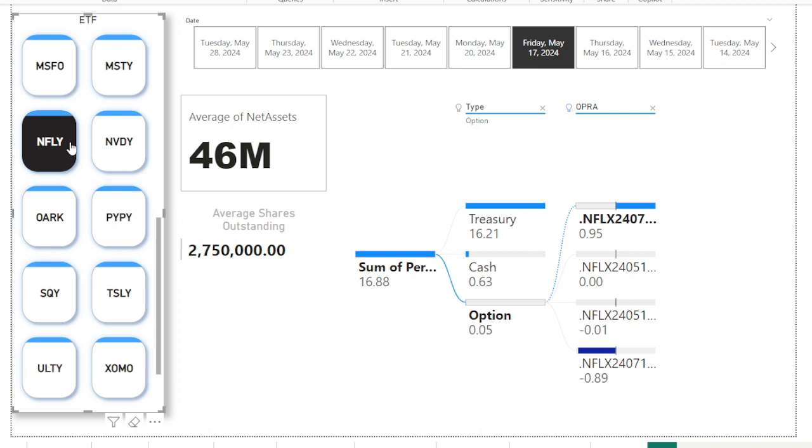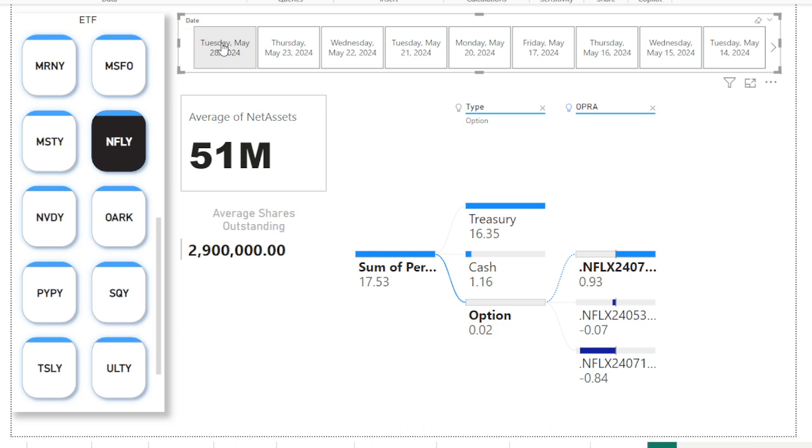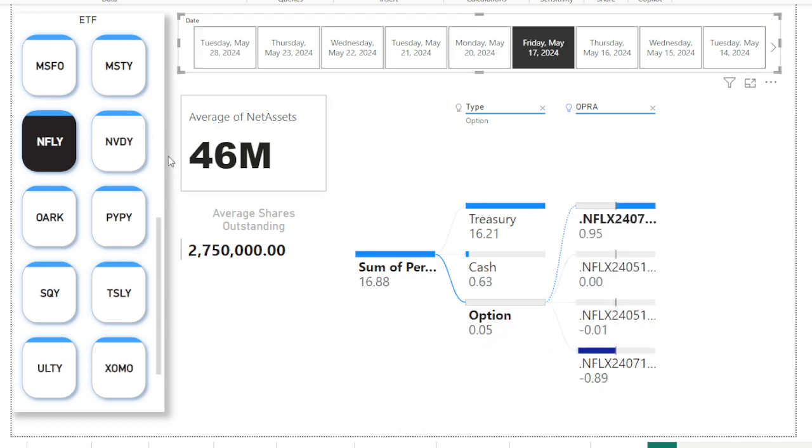So NFLY, 46 million, $16.88 per share, 5-cent debit from last week. And so a nice little increase to 51 million average net assets. Share price is 17.53, and fortunately the option debit is now like 2 cents, so it's not that exciting.